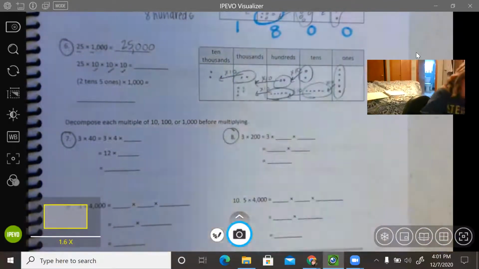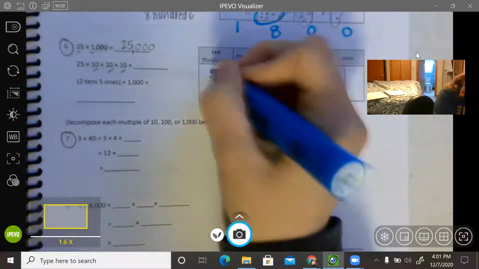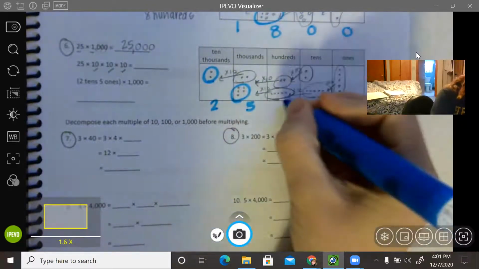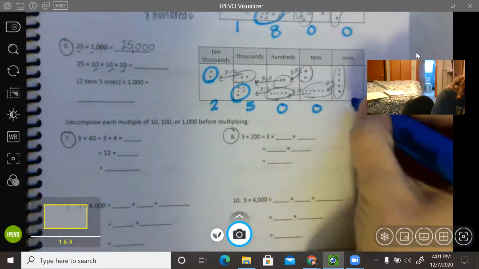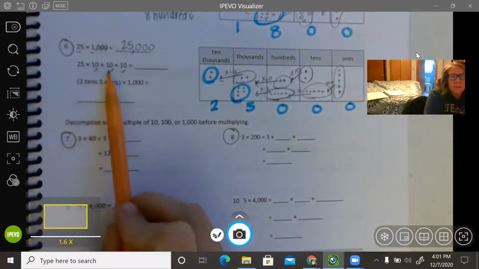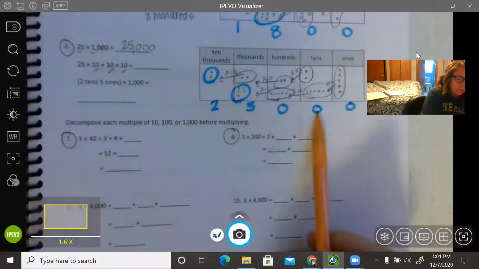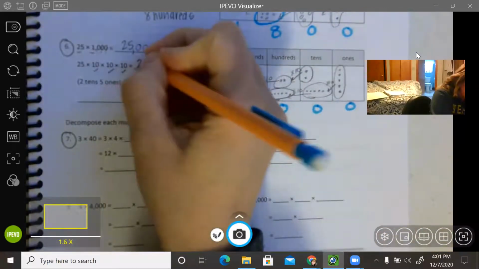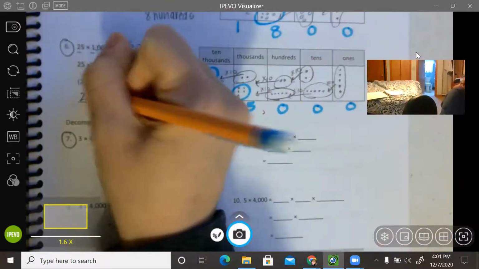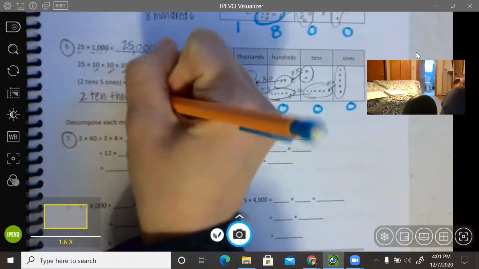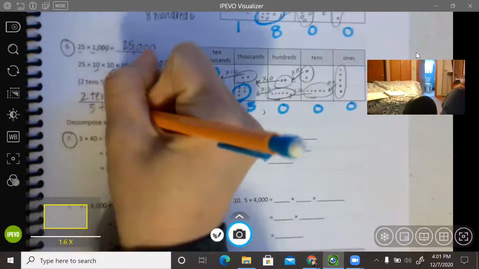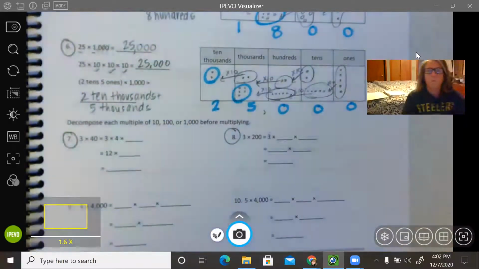I have 1 2 in my 10,000s place. I have 5 in my thousands place. Nothing in my hundreds, nothing in my tens, nothing in my ones. So when I take 25 times 10 times 10 times 10, I am left with 25,000, which is 2 10,000s and 5,000s. You want to put it in word form.